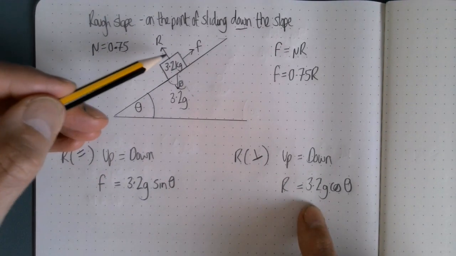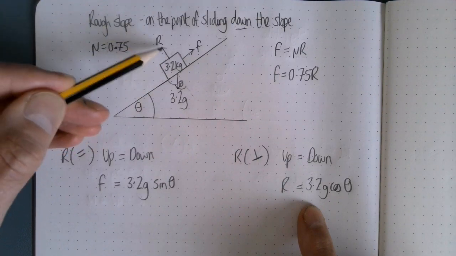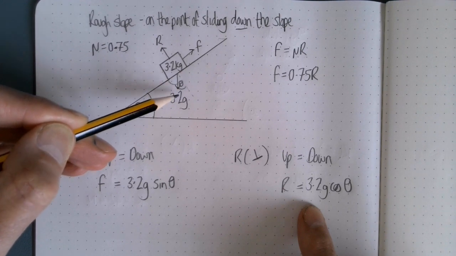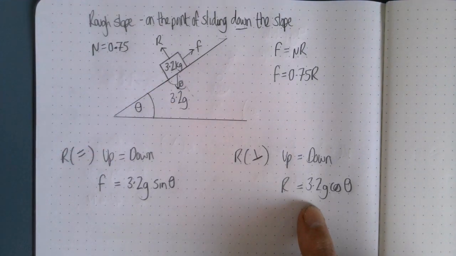Resolving perpendicular to the slope, R is pulling it up, and then you've got the component of this force, which is 3.2g cos theta.